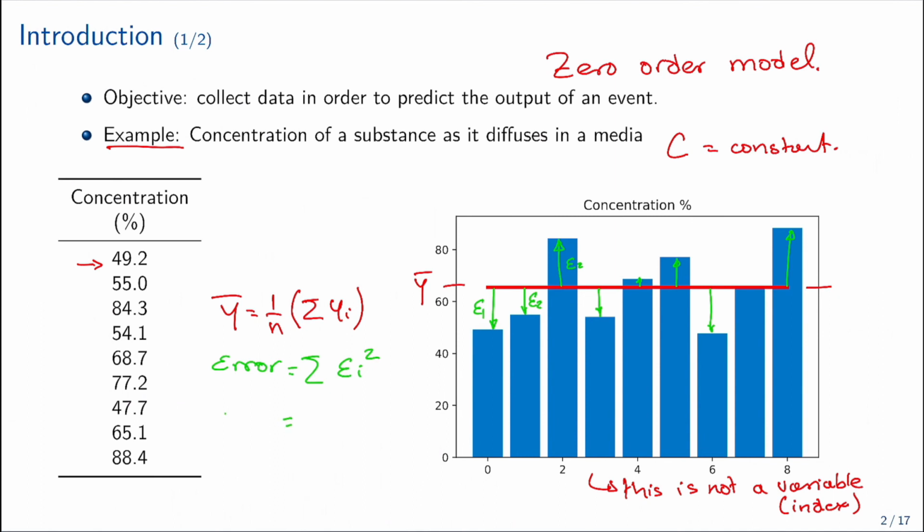In other words, the error is equal to the sum of y minus y mean, squared, yi, and the sum of all over our data.